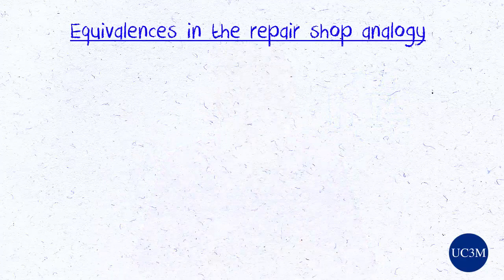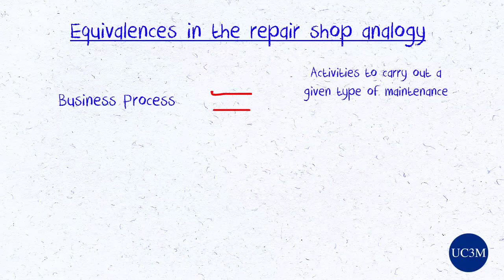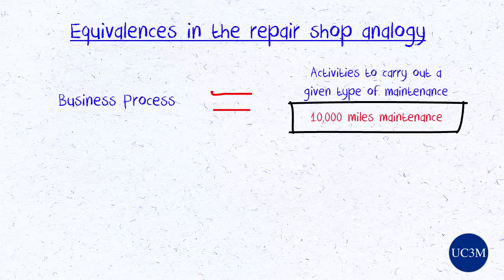Well, I hope you found this exercise of mapping your mental image of these concepts to the analogy interesting, and that it helped you to think about them afresh. Yes, the business process would be the series of related activities required to carry out a given type of maintenance, such as the scheduled 10,000 miles maintenance or the activities involved in fixing a broken automatic gearbox.